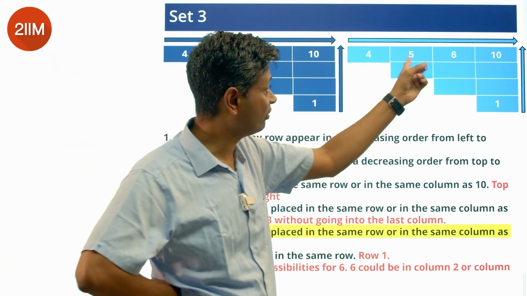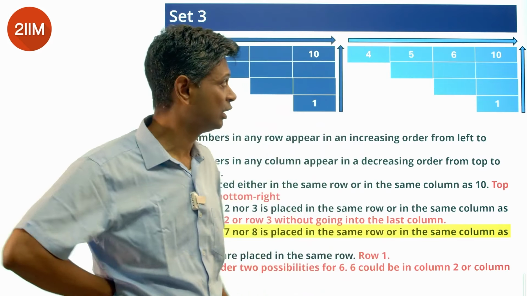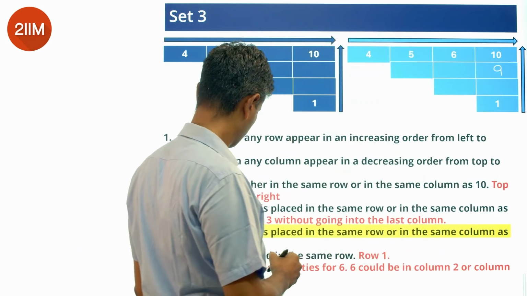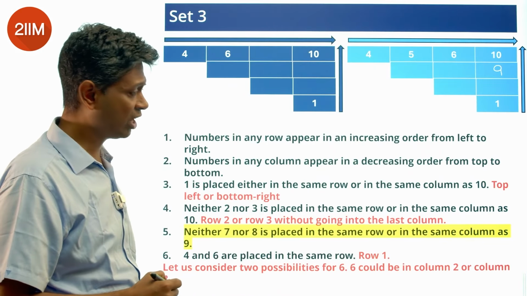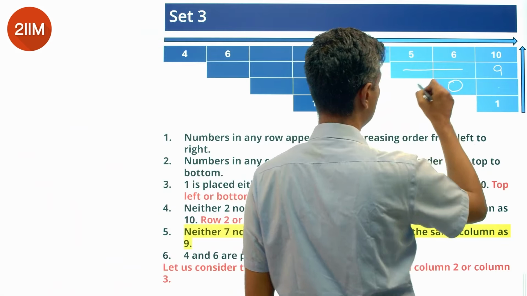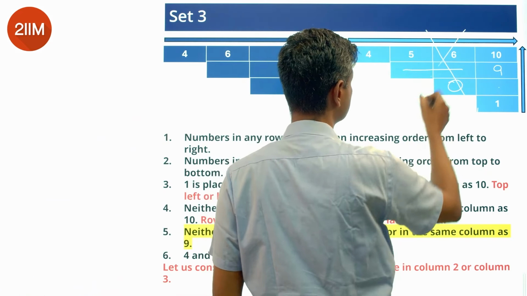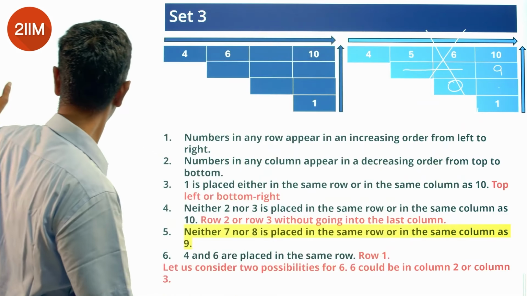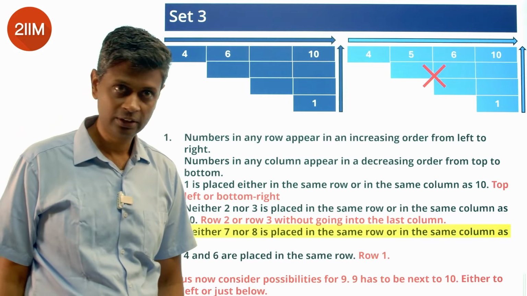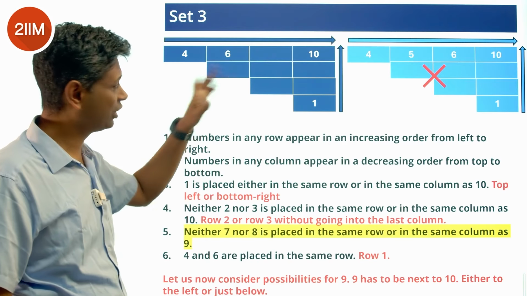If it is the third column, 5 has to be here. 4, 5, 6 have to get filled like that, which means once again 9 is here. If 9 is here, neither 7 nor 8 is placed in the same row or same column as 9. 7, 8 cannot be here, 7, 8 cannot be here. Both have to be here. That's not possible. This is also ruled out. Or we are down to 4, 6, dash 10 and then 10 dash dash 1 in this column. 2 and 3 have to sit here. That much we know.